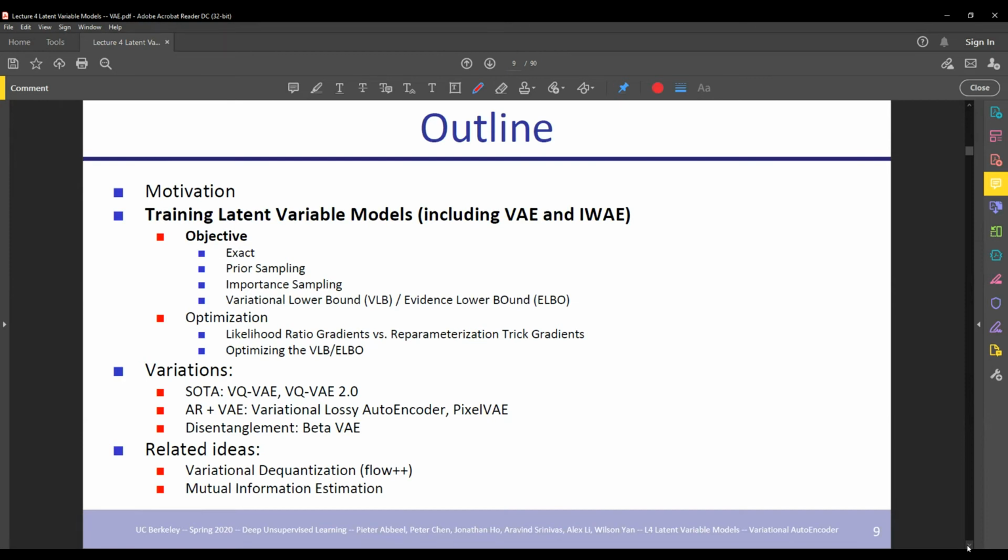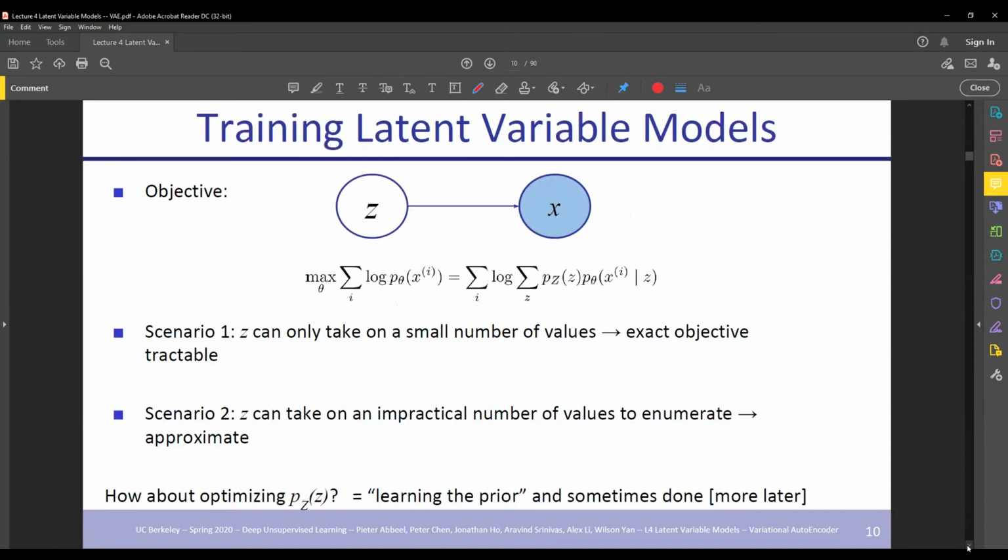So let's talk then about the objectives of what we want to do. Let's first look at the Z to X. This is, as I said, the latent variable flow.